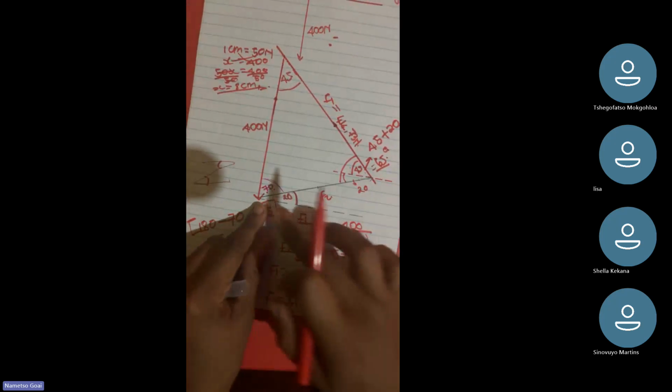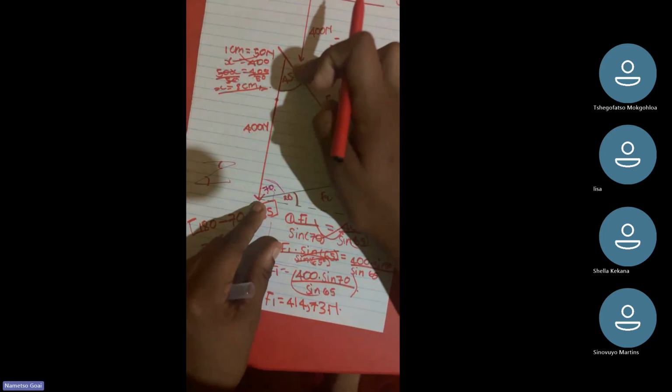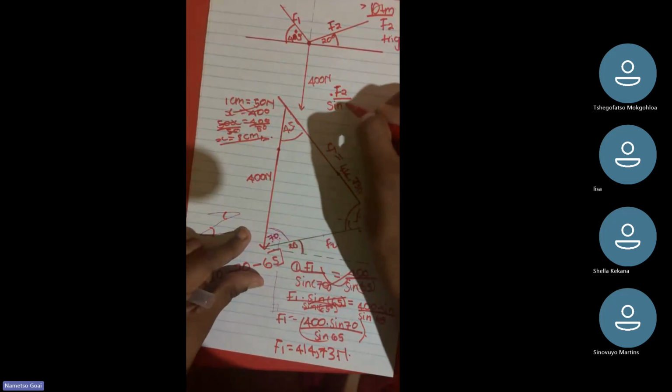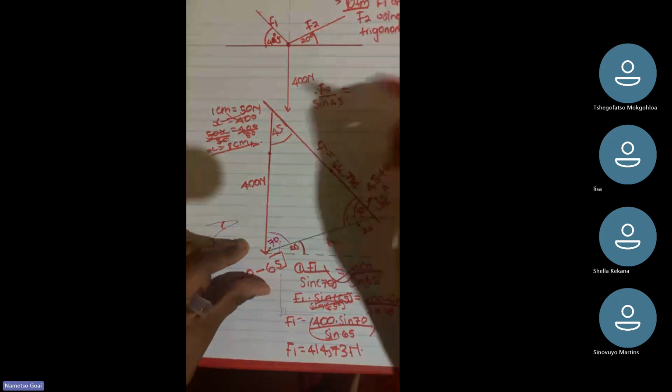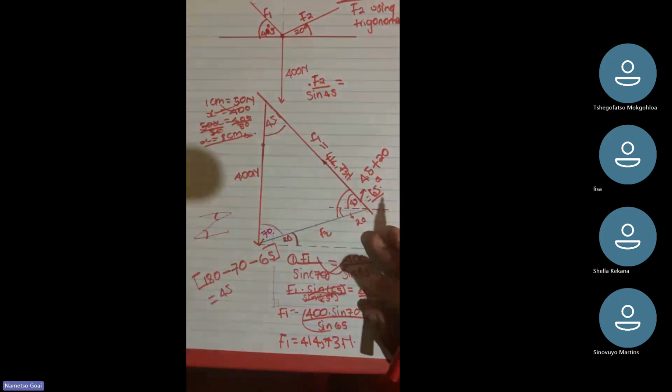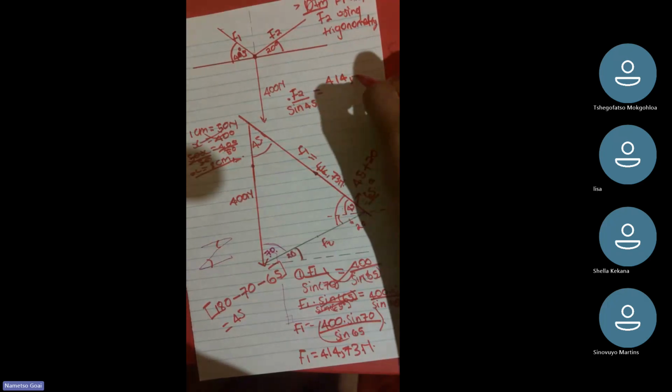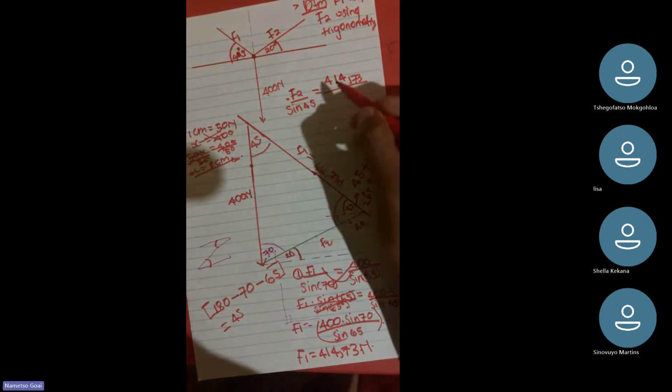Now let's find F2, right? So let's look at F2. For F2, we're going to have side divided by sine of the opposite angle. So we're going to have F2 divided by, what is the opposite angle? Sine 45 divided by sine 45 equals what we have. We know this side, we also know this side. So you could either go equal to 414 divided by sine 70. Let's just do that, right? Equals 414.73 divided by sine of 70.